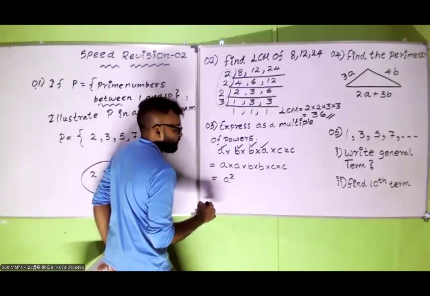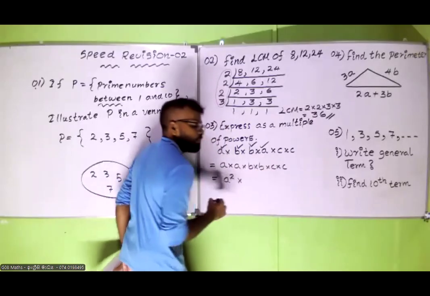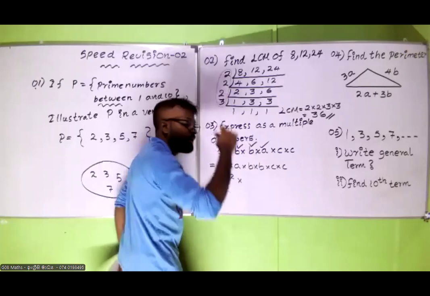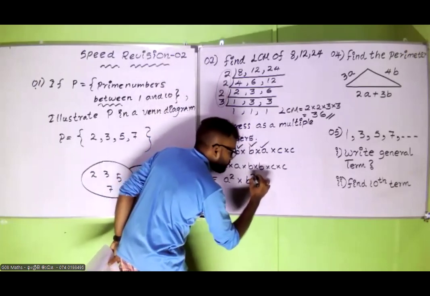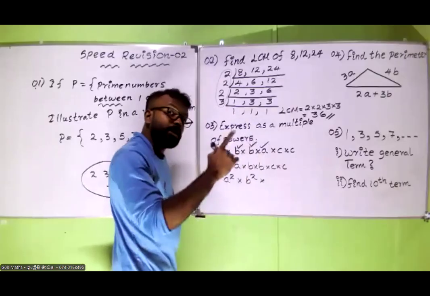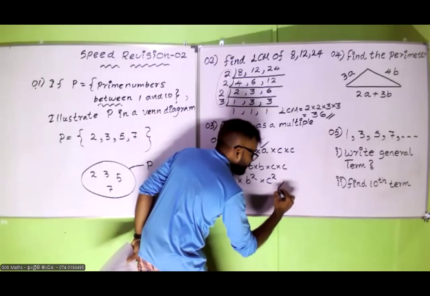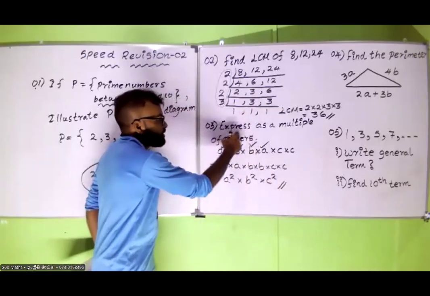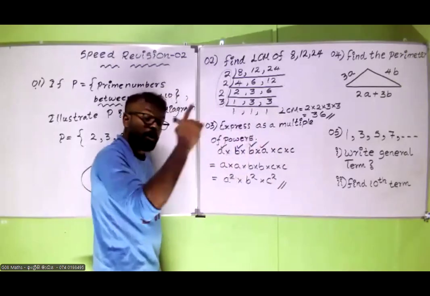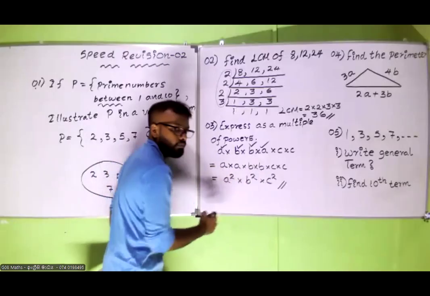Right? Multiply. B times B, B to the power 2, B square. Multiply. C times C, C to the power 2, C square. So this is your answer, expressed as a multiple of powers.